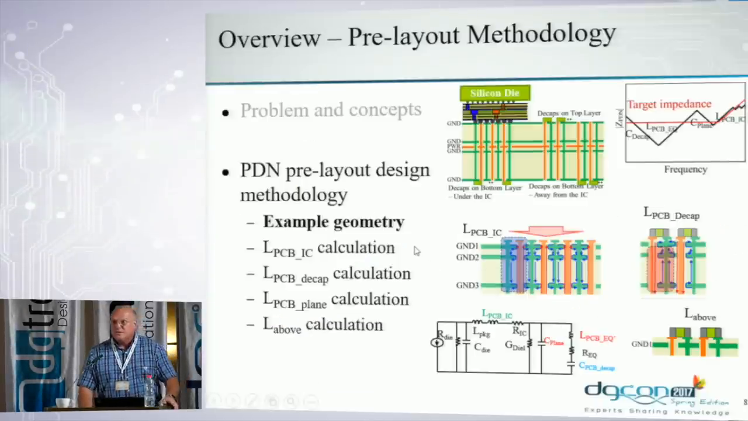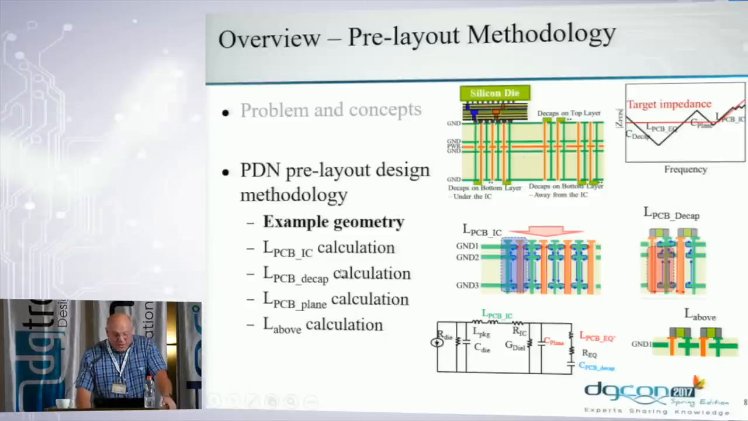So we're going to spend the next 45 minutes just talking about those calculations. The calculation of L PCB IC is this piece of the calculation. The decap is this piece of the calculation. And then across the planes is a little bit flakier. But we'll get 50%. Actually, we'll get a little bit better than that. And then we'll also talk about what to do with the vendor's number for ESL, because you've got to deal with that too. Okay, so here we go.